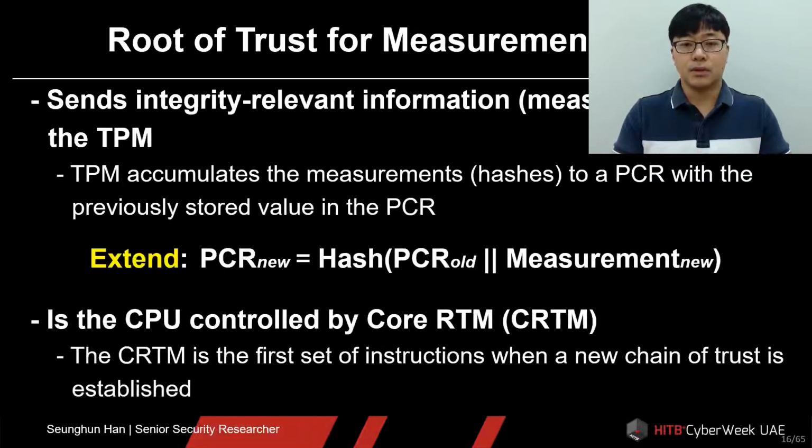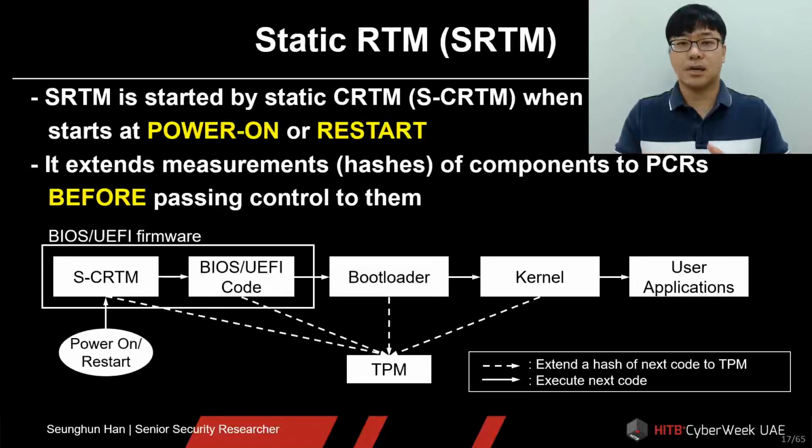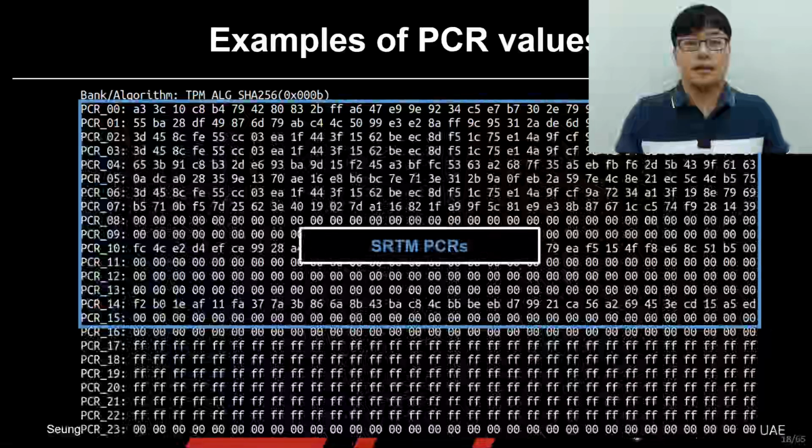RTM is the CPU controlled by the core RTM, and it is the first set of instructions when a new chain of trust is established. Static RTM is started by static CRTM when the host platform starts at power on or restart. The important point of SRTM is that it extends measurements or hashes of components to PCRs before passing control to them. This process is called measured boot. These are examples of PCR values, and SRTM related PCRs are from PCR number 0 to 15.